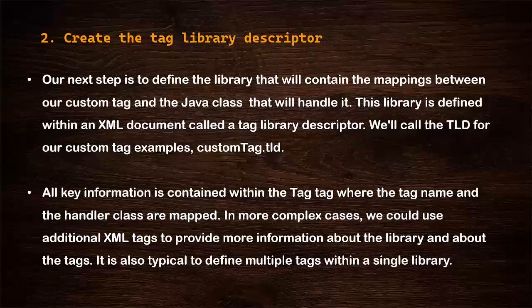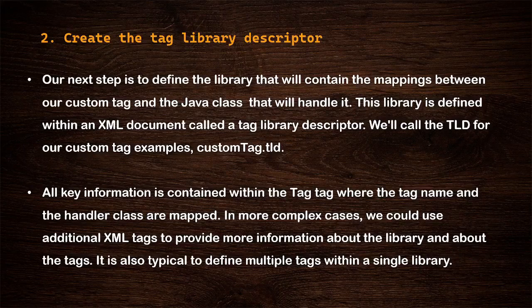The second one is creating the tag library descriptor. Our next step is to define the library that will contain the mapping between our custom tag and the Java class that will handle it. This library is defined with an XML document called the tag library descriptor. We will call the TLD for our custom tag example customtag.tld.